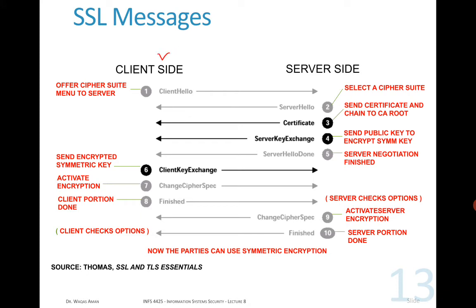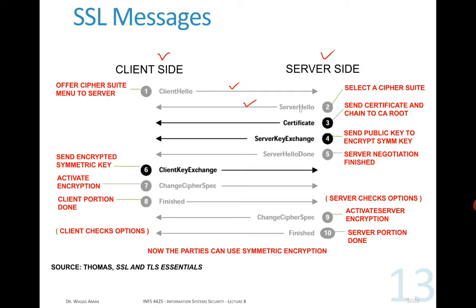So we have the client side and we have the server side. First of all, the client sends a hello message, which includes what? The random number, the session ID, the protocol version, the cipher suite, the menu that will be presented to the server to select and choose one algorithm from the cipher suite and select and choose one algorithm for the compression. The server will say hello itself in response to that request.